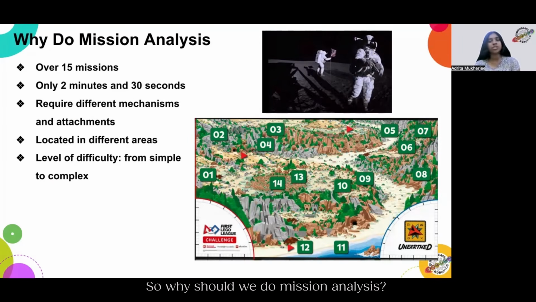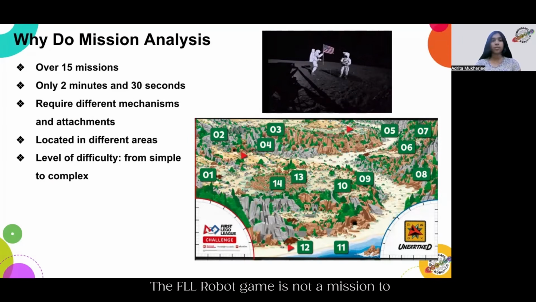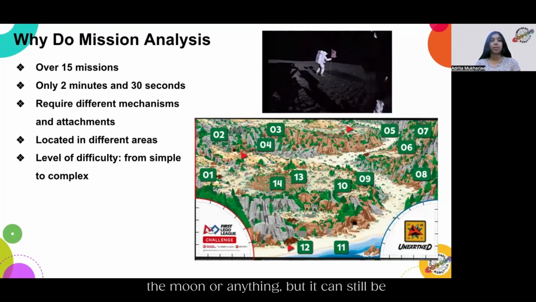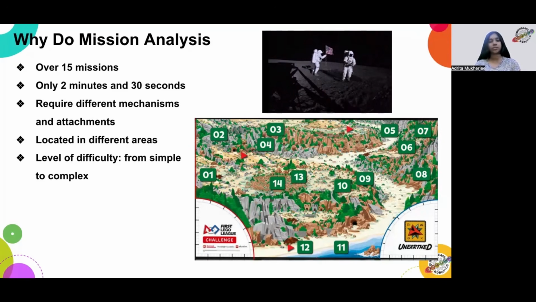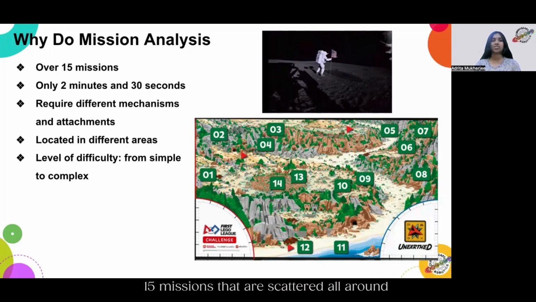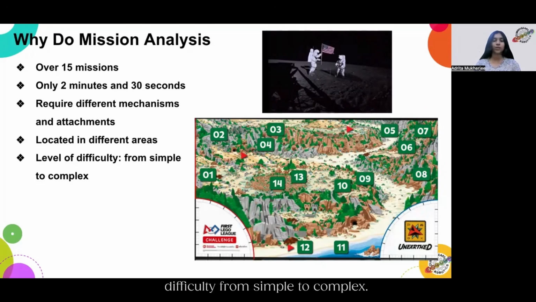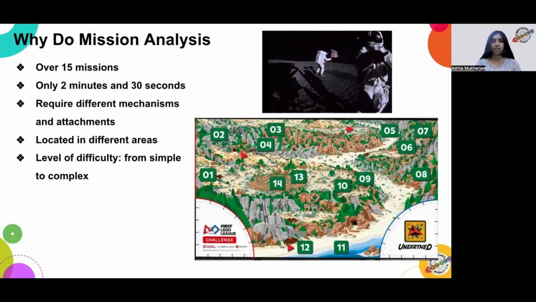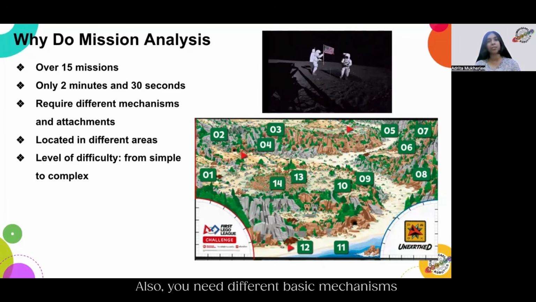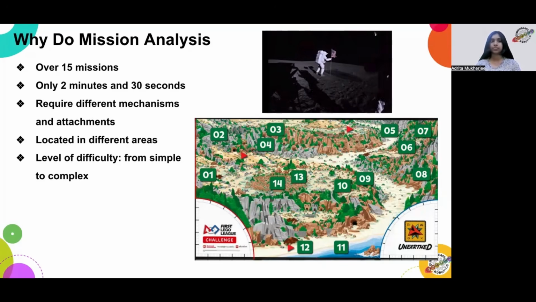So why should we do mission analysis? The FLL robot game is not a mission to the moon or anything, but it can still be quite challenging. You only have 2.5 minutes to complete 15 missions that are scattered all around a map, and they all range in difficulty from simple to complex. Also, you need different basic mechanisms to solve them.